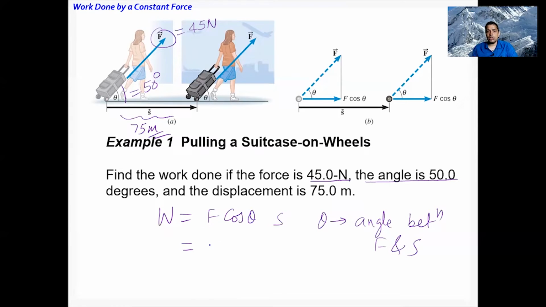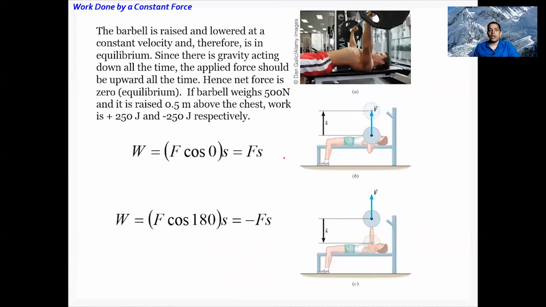So F equals 45 cosine 50 degrees times S, which is 75. If you multiply them together, you happen to get 2170 joule. All right, this is how you figure out your work done. So let's do another example here.